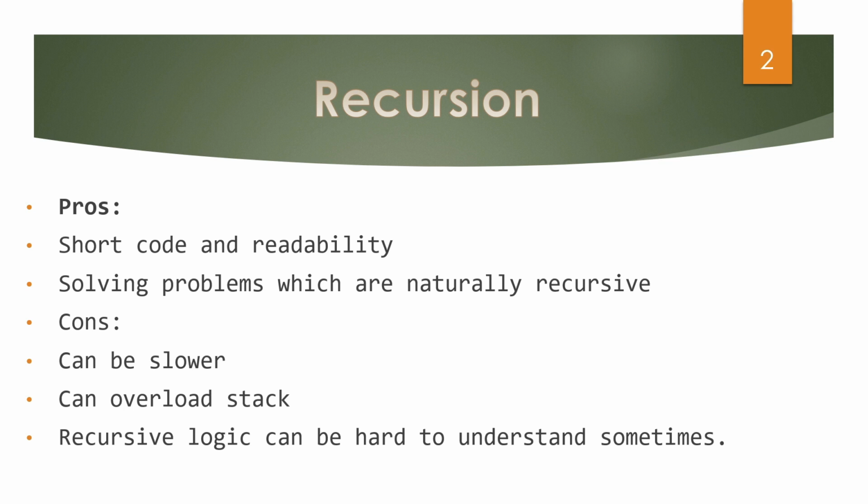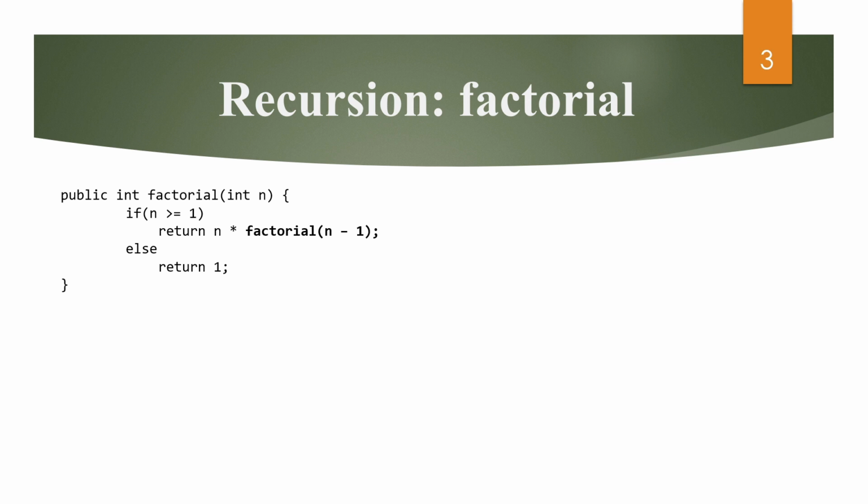Now let's see the example about recursion. In this example, I have the method named Factorial, which takes an integer as an argument and it also returns an integer. Then we have this if statement which checks the value of this n. If n is more or equal to 1, we enter this statement which says return n times factorial n minus 1. Otherwise, it will return 1.